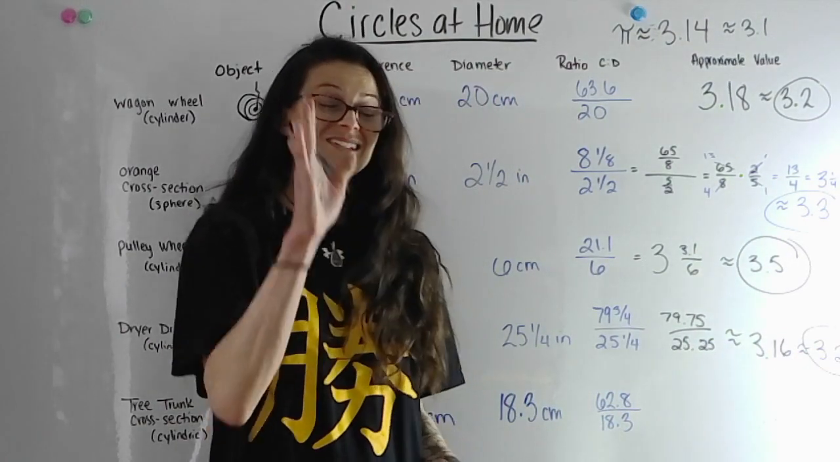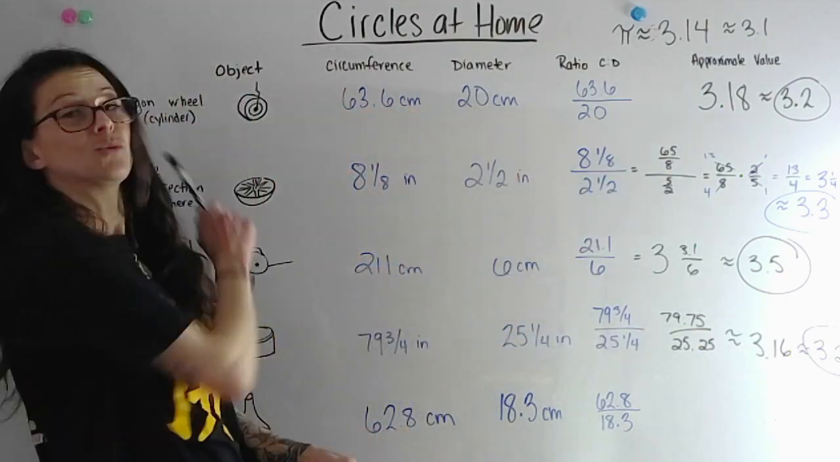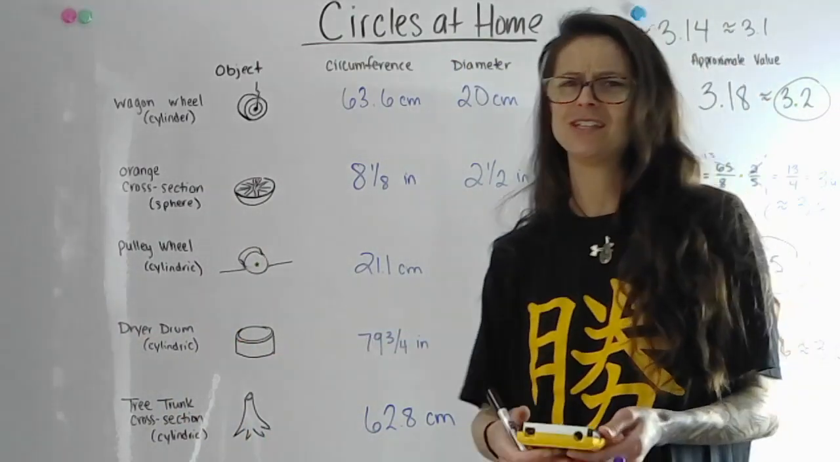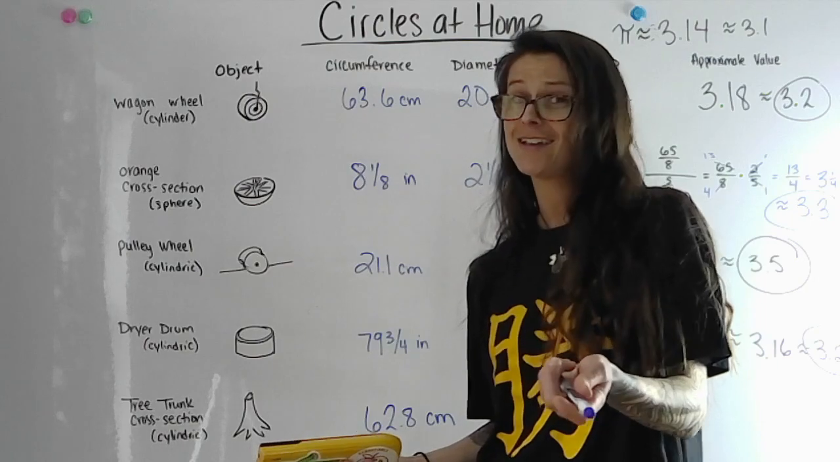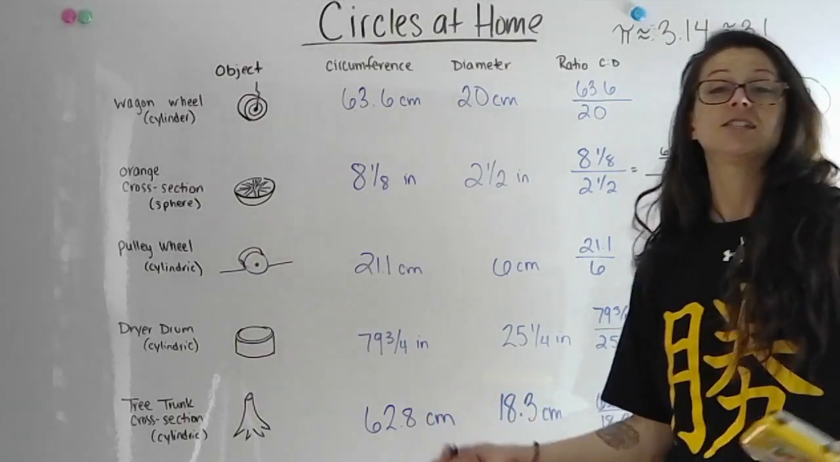So using that significance of the tenths place, we really didn't get any closer than we already were with the wagon wheel. But in my heart, I'm really impressed with the measurements of my drum because that was a tricky one to measure. And last but not least, the tree trunk.